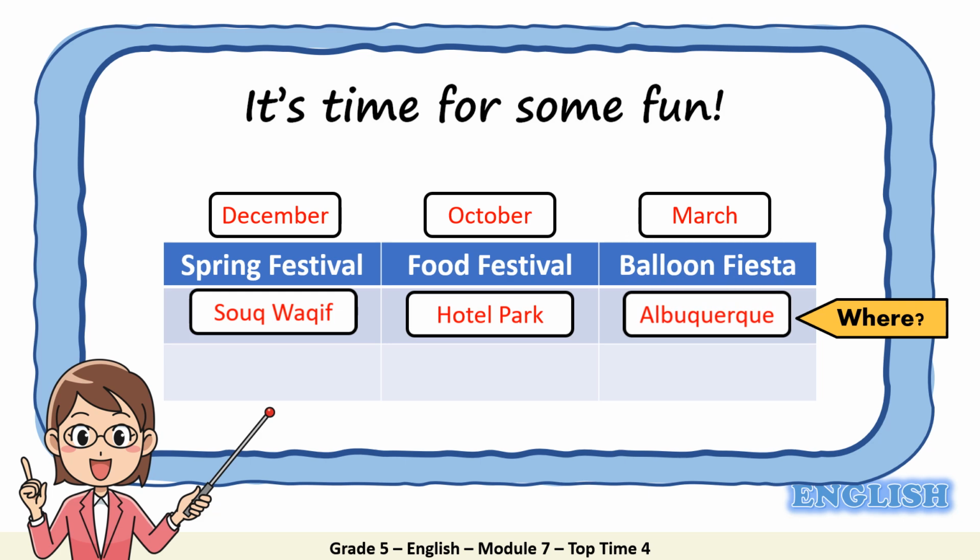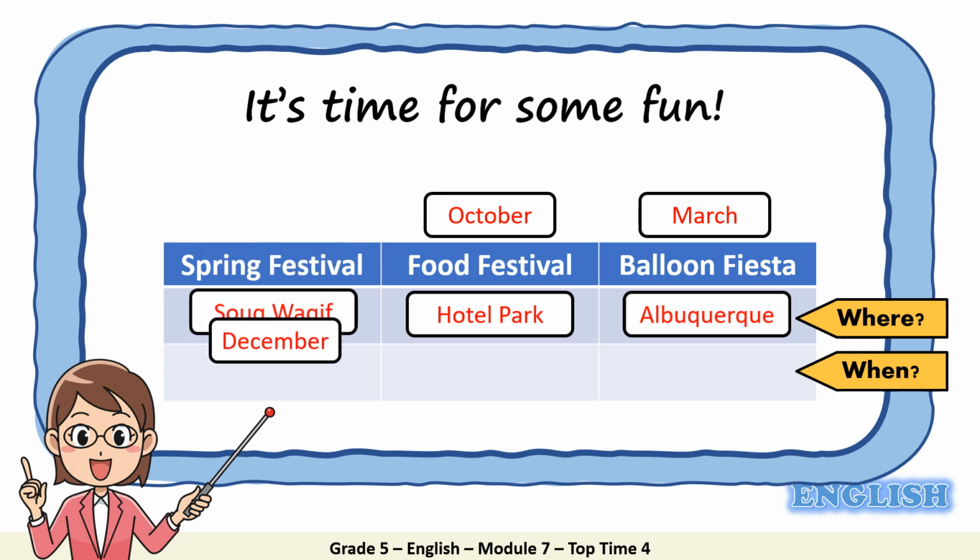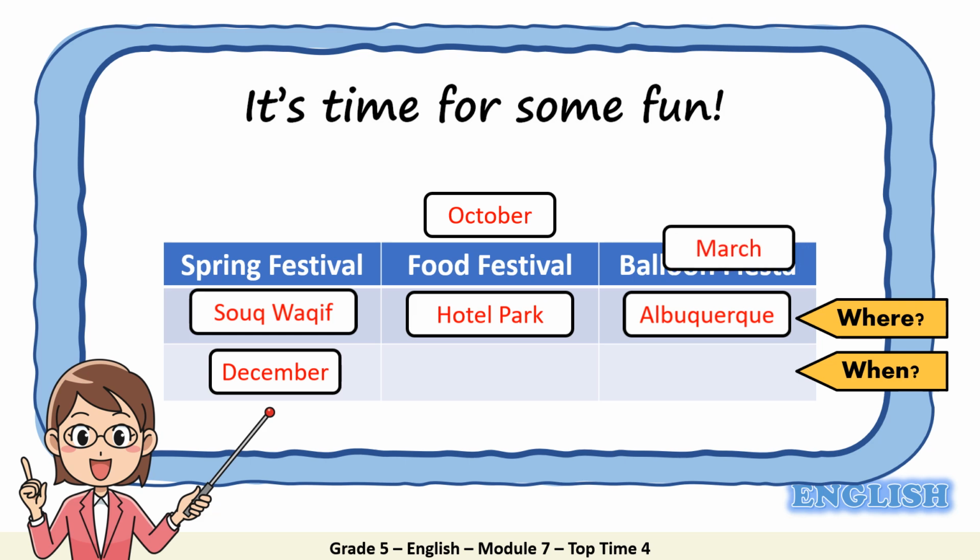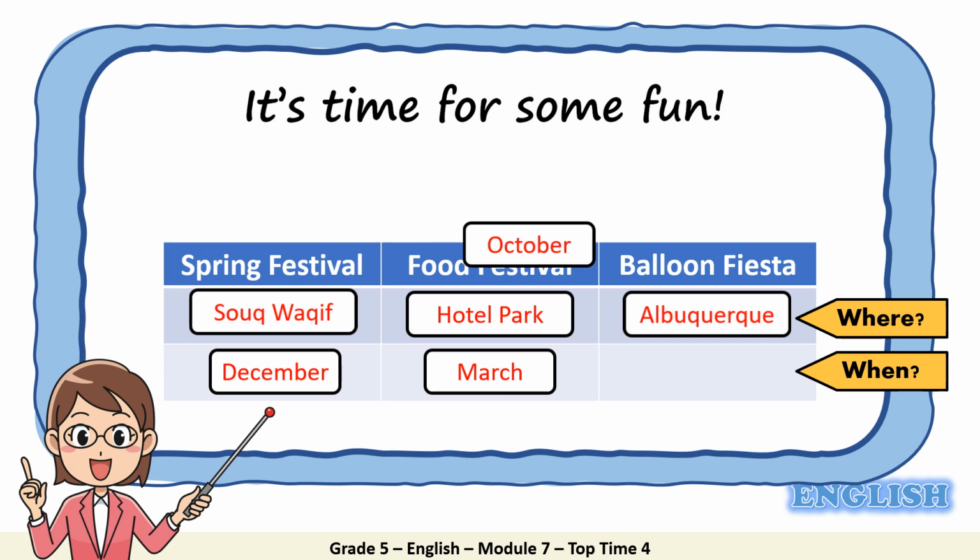Okay, now let's move to the time. When do these festivals take place? Let's start with the Spring Festival. It takes place in December. What about the Food Festival? That's right, March. And of course, the last one, the Balloon Fiesta, takes place in October. Good job!